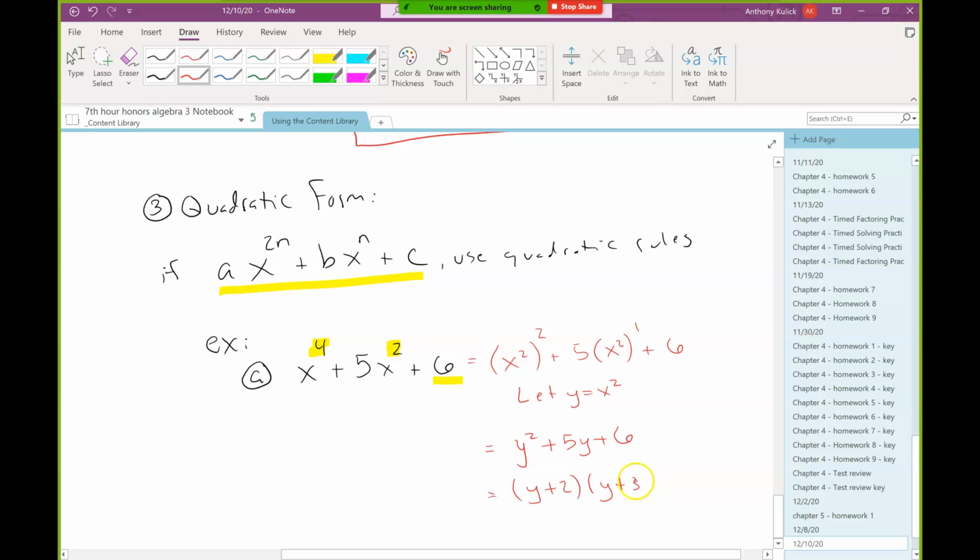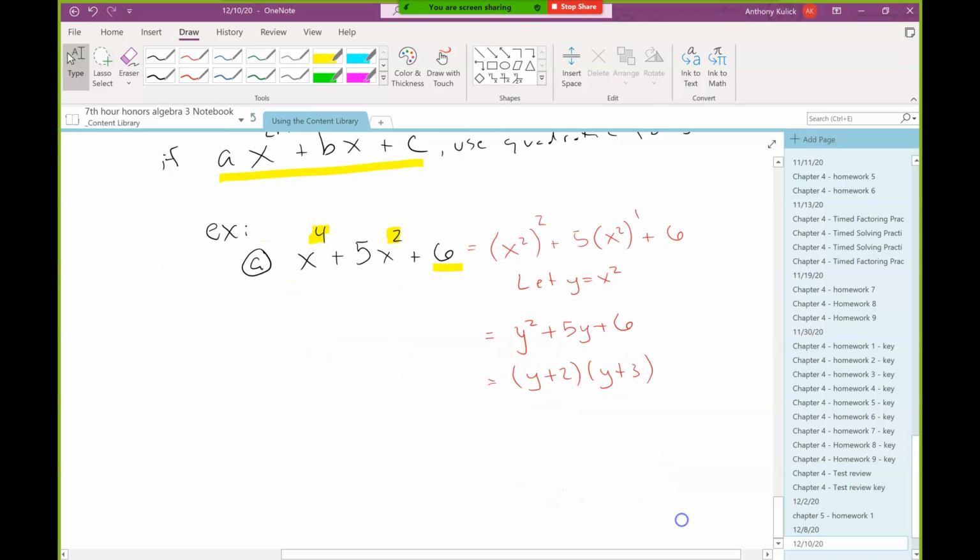But remember, we're not factoring for y, we're factoring over x. So now that I've used that quadratic technique, I'm going to go ahead and substitute the x squared back in for the y. And then I should check to see if there's any more factoring I can do. X squared plus 2 I definitely can't factor because I can't do anything with a sum of squares. And x squared plus 3 I can't factor anymore because I can't do anything with a sum of squares.